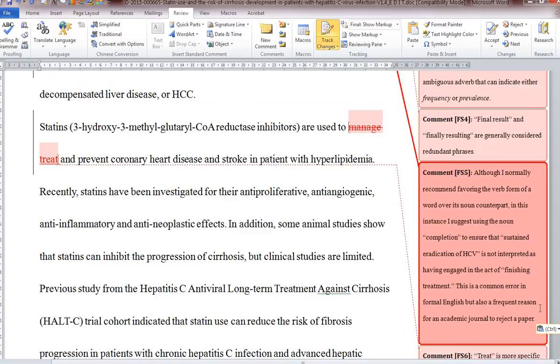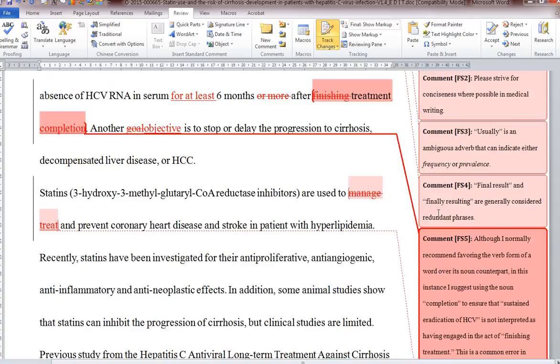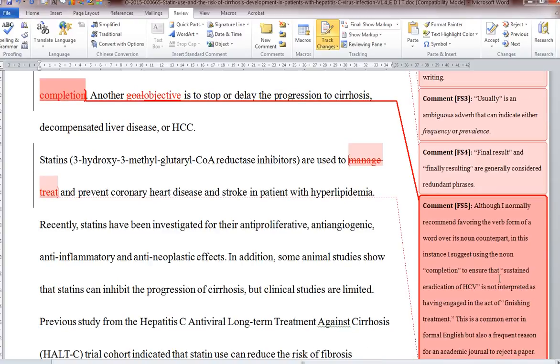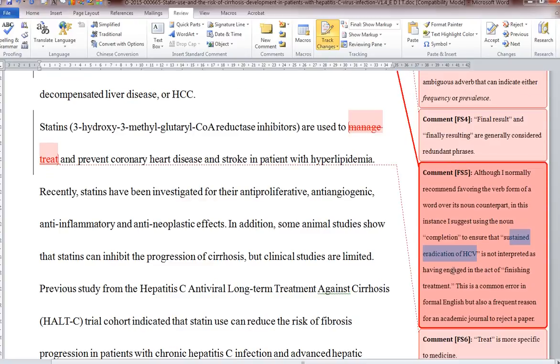It's a rather long comment, but I want the author to be clear. Although I normally recommend favoring the verb form of a word over its noun counterpart, that's common in formal writing. You do want verbs more than wordy noun phrases, but not always. In this instance, I suggest using the noun completion to ensure that sustained eradication of HCV is not interpreted as having engaged in the act of finishing treatment.